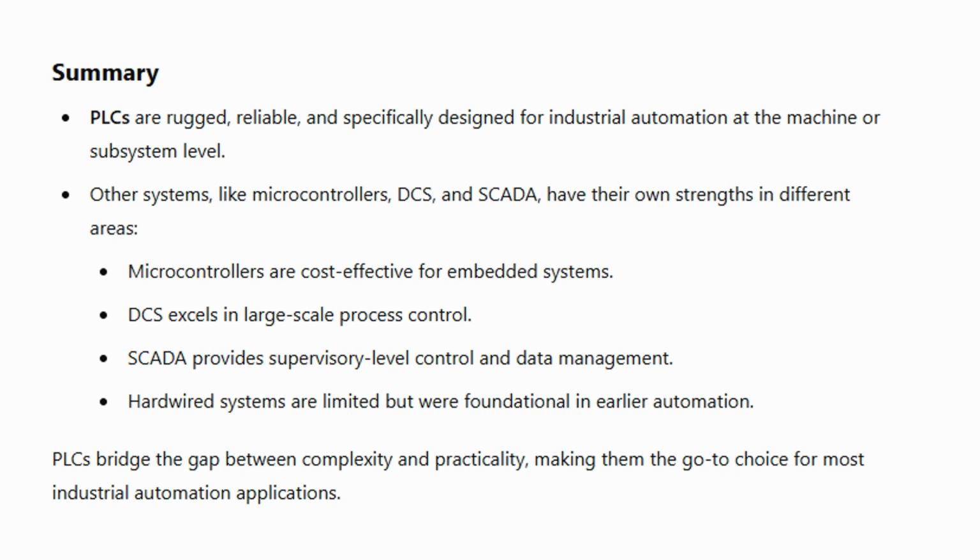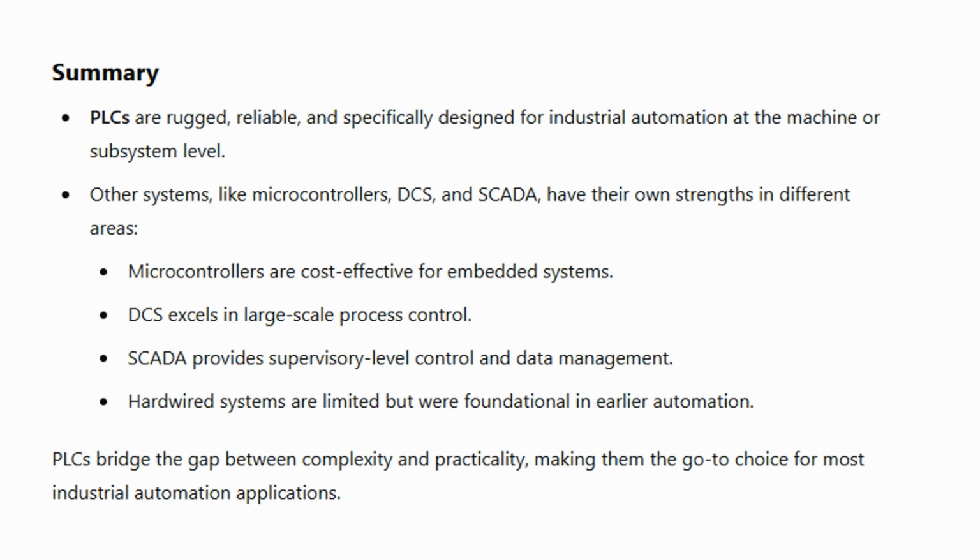In summary, I'd just say PLCs are really rugged and reliable. They're specifically designed for industrial automation at the machine level or subsystem level. Other systems like microcontrollers, DCS, and SCADA have their own strengths in different areas. Again, microcontrollers are cost effective for an embedded system. DCS excels in very large scale process control.